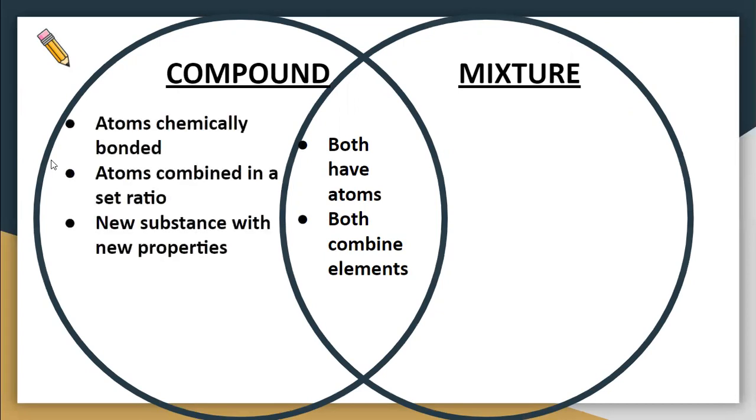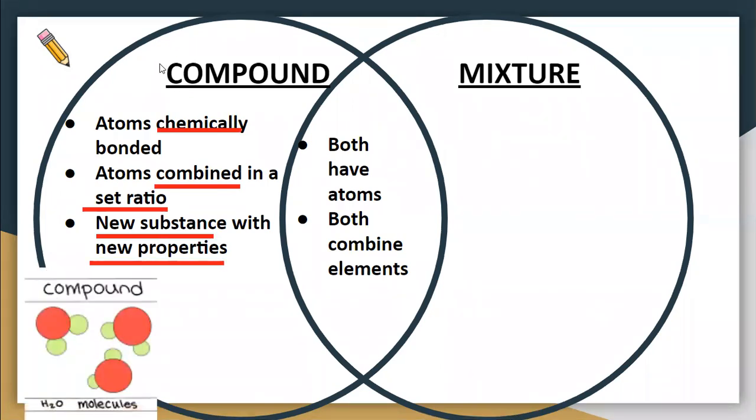A compound, the atoms are chemically bonded. The atoms combine in a set ratio and a new substance is formed with new properties. I should underline that. So it's chemically bonded. They're combined in a set ratio, and new substance with new properties, okay, is formed. With a mixture, there's a picture of a compound. You have molecules of H2O, that's water.